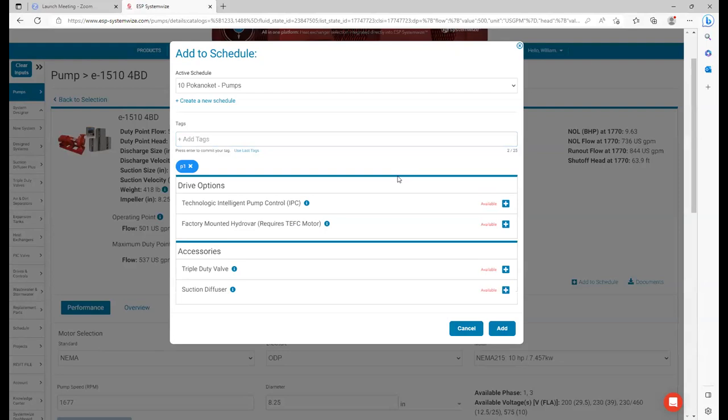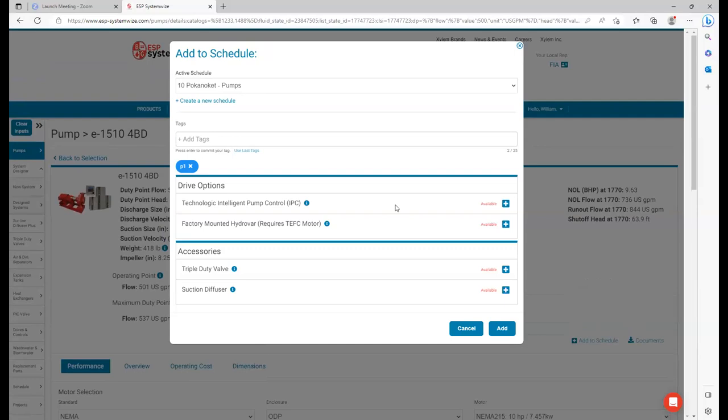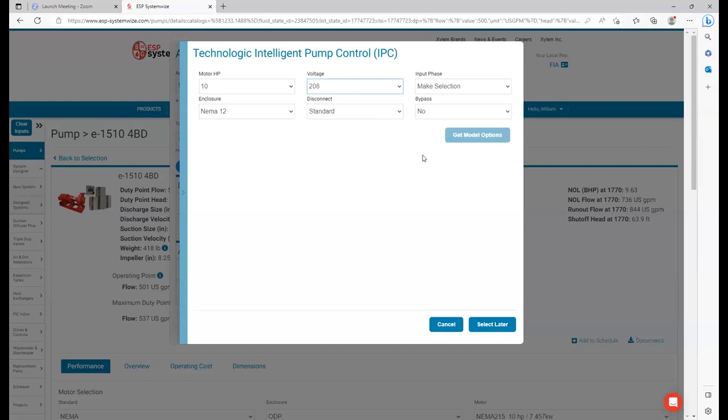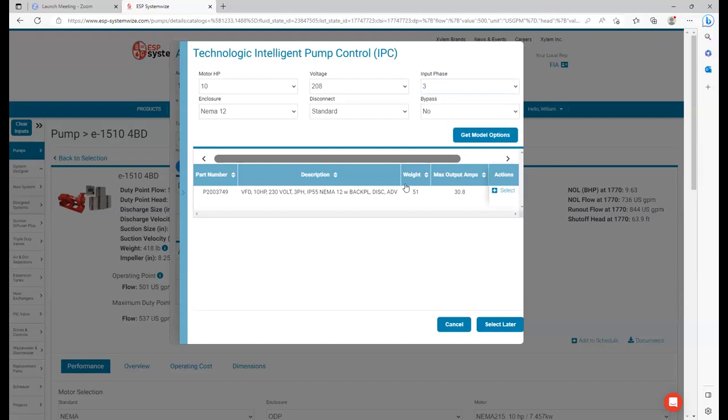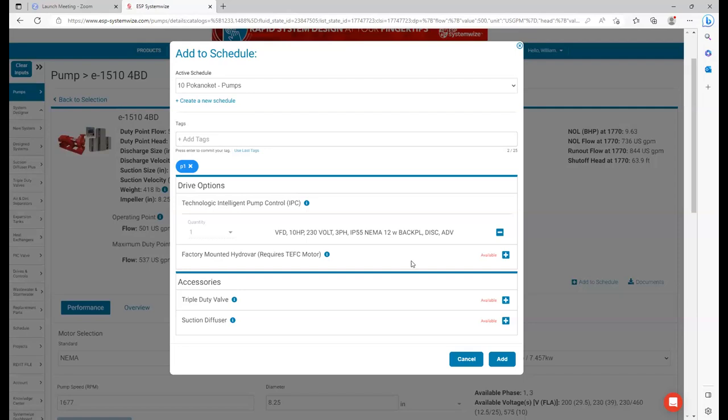Now, if we do that, we've got a couple of different options. You could say, okay, do I want to have a pump controller? Do I want to have a motor mounted drive? And if you did something like that, it's as easy as saying, okay, I want to have a pump controller. This is my voltage. Let's say that we're three phase, make a selection. And from there, it's going to add all the details of the schedule. And when you export data, you'll already have a properly matched unit.